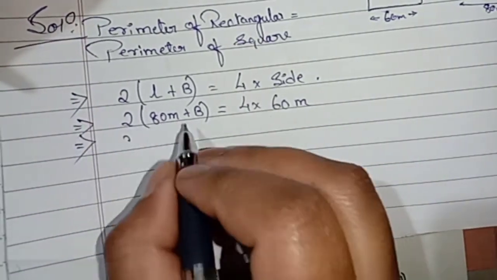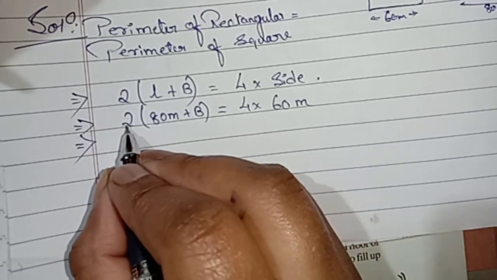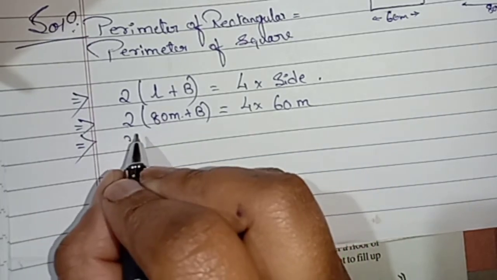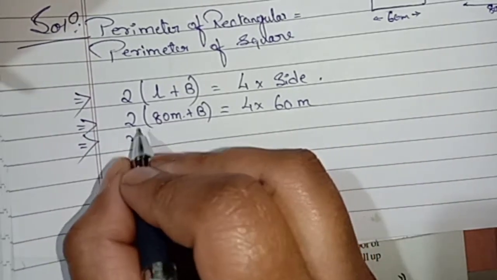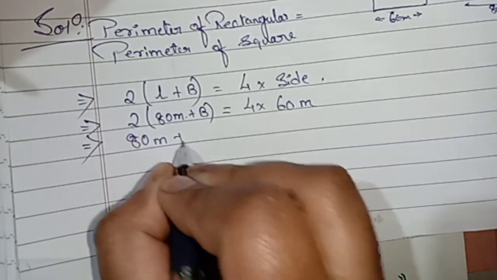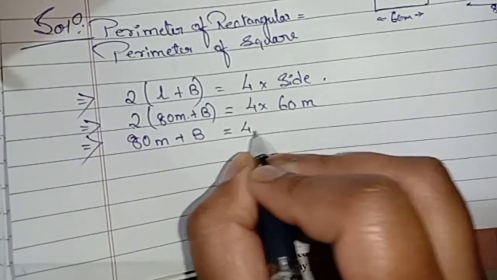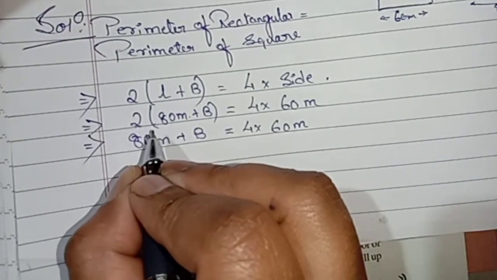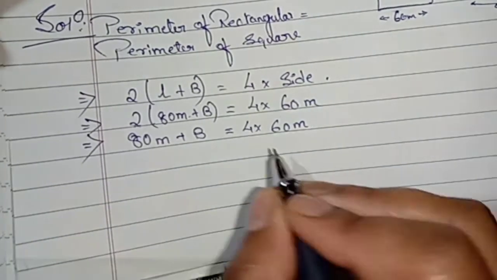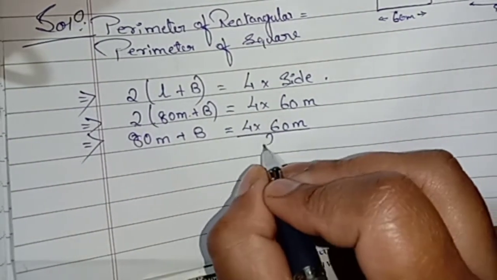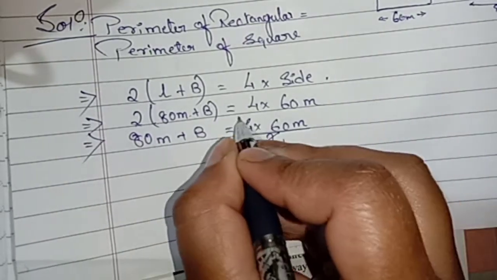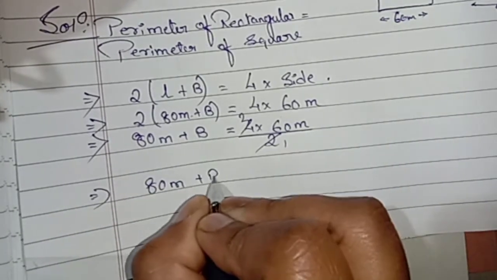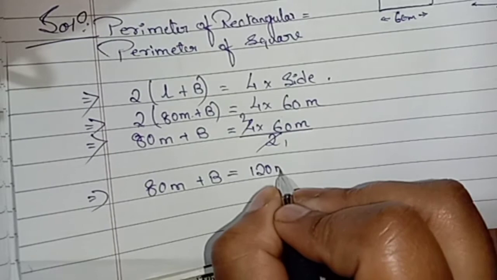We will not multiply, we will just carry the 2 to the other side, because multiplying would be a long process. We'll go with the shortcut. So 80 meter plus breadth equals 4 into 60 meter divided by 2. Since in between there is no sign, it means multiplication, so it will be divided on the other side. 2 ones are 2, 2 twos are 4. Now 80 meter plus breadth equals 120 meter.